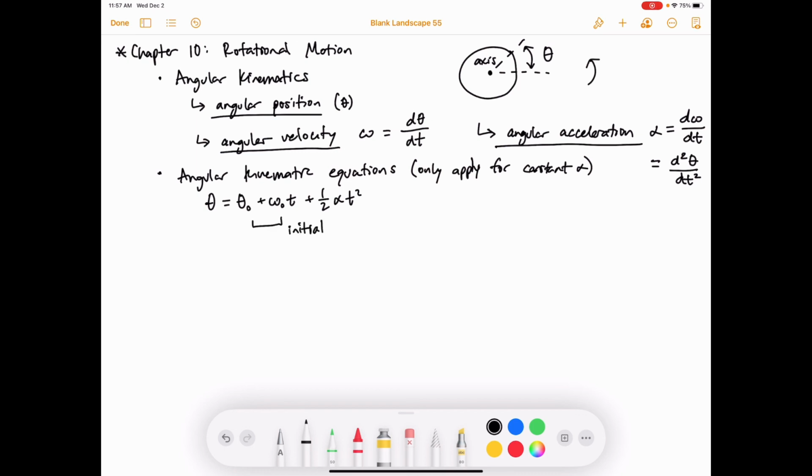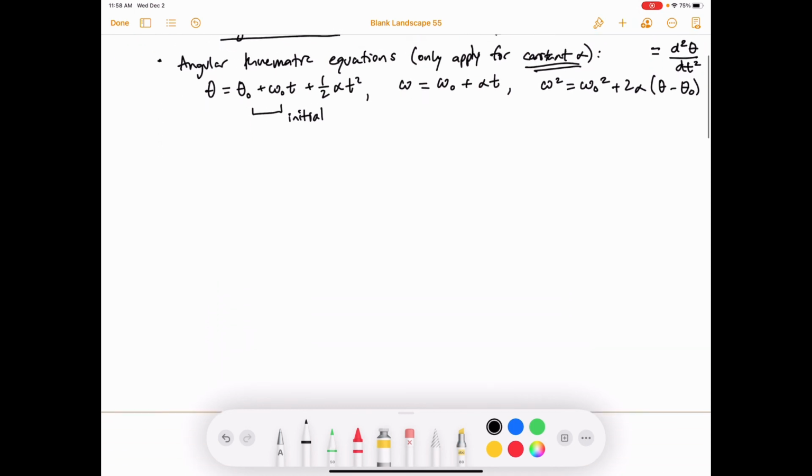So what this is saying is we can calculate the final angular position theta if we take the initial theta naught plus omega naught times time plus 1/2 alpha times t squared. Okay, another kinematic equation we have is omega equals omega naught plus alpha t. And then finally we have omega squared equals omega naught squared plus 2 times alpha times (theta minus theta naught). So these are the angular kinematic equations, and again, they only apply if alpha, the angular acceleration, is constant.